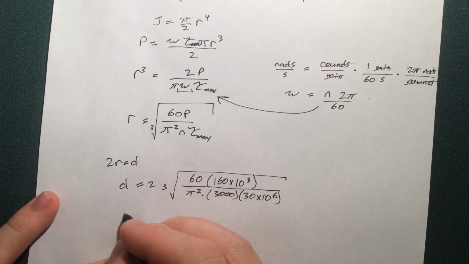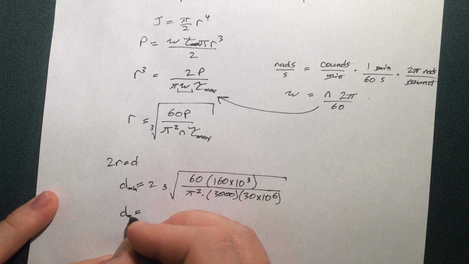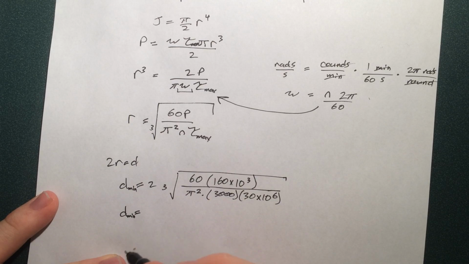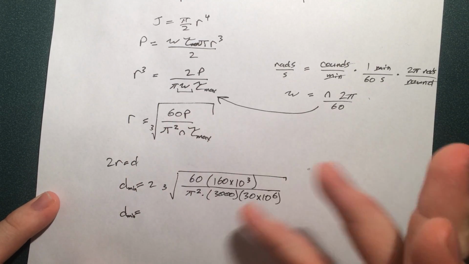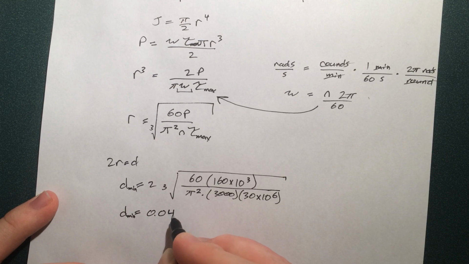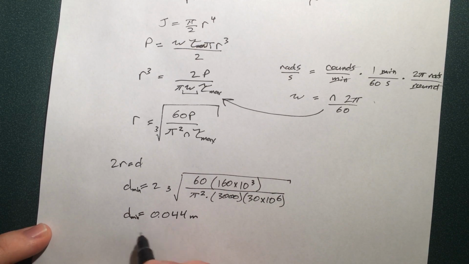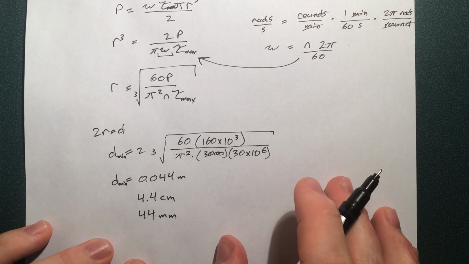It's a final expression. You can solve this. This of course would be our minimum diameter. If you would go any smaller than this, it would break. Turns out to be 0.044 meters, or you can say 4.4 centimeters, or why not 44 millimeters. And that's a pretty reasonable size.